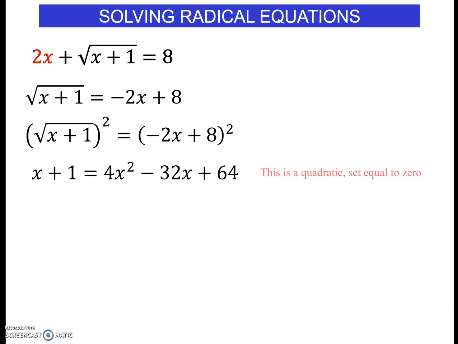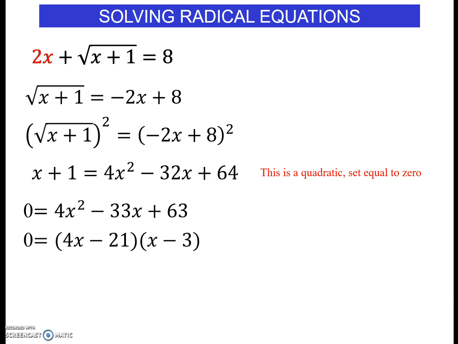So here's where you have to note that this is a quadratic. So you have to remember, if you see a quadratic, we're going to have to set this equal to 0 and solve. So I'm going to move my x and 1 over, and I end up with 4x squared minus 33x, and then plus 63. If you can factor it. This one is factorable. Remember, you can always check by doing b squared minus 4ac, and if you get a perfect square, it'll factor.